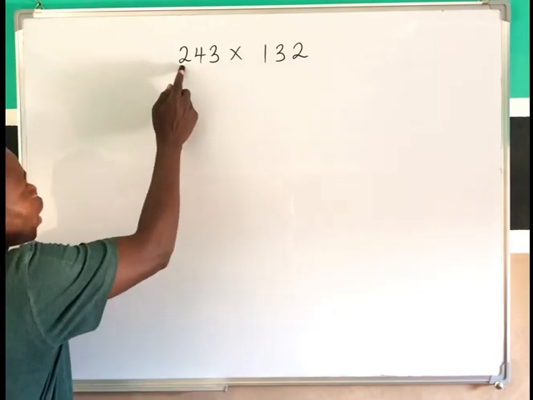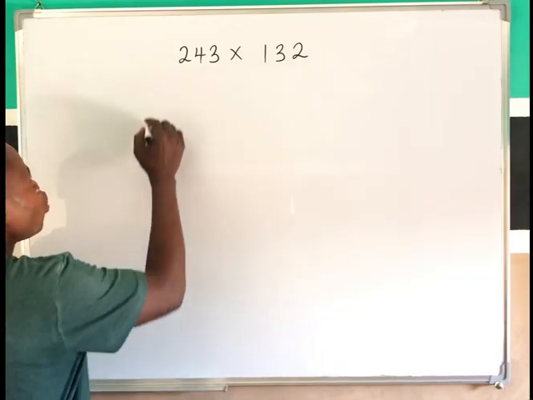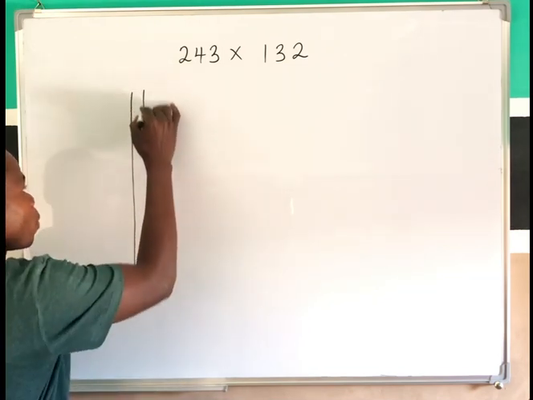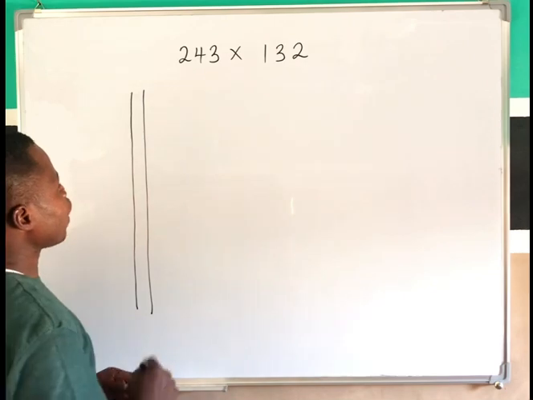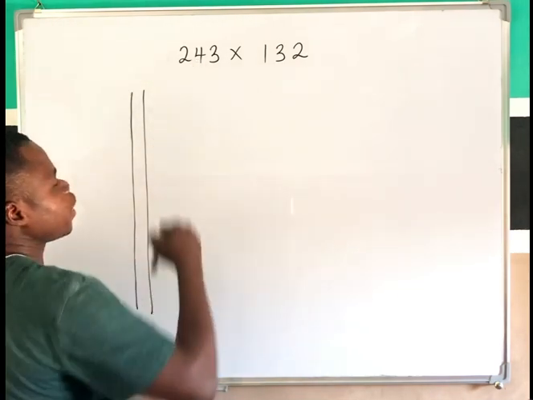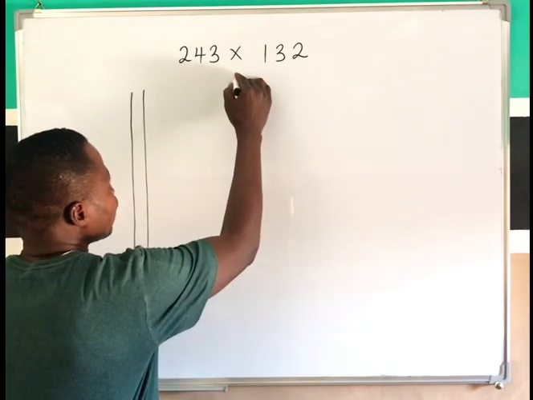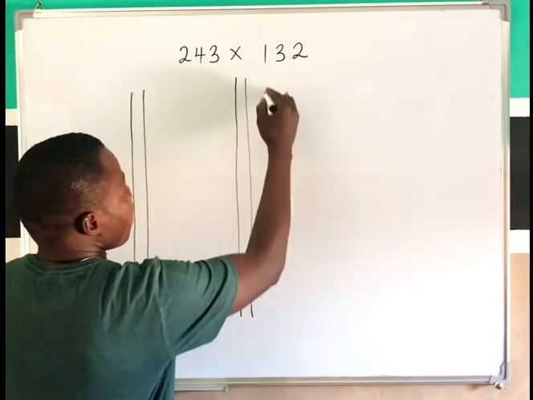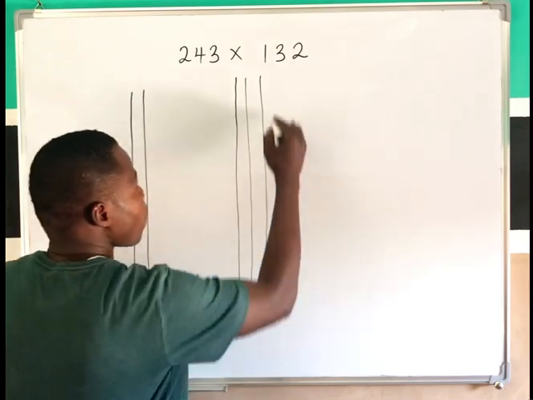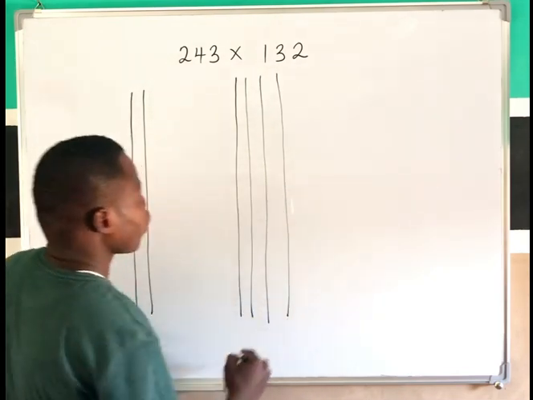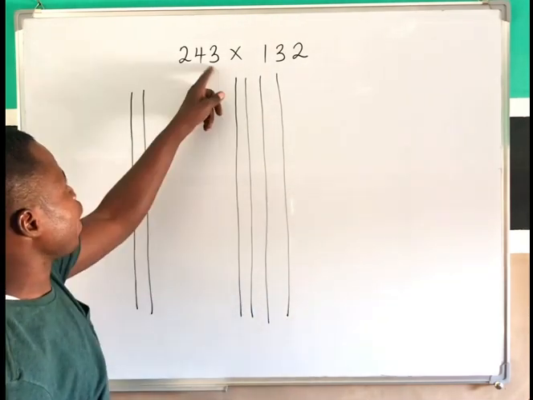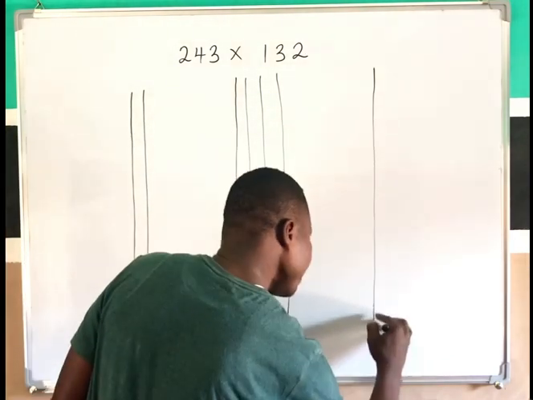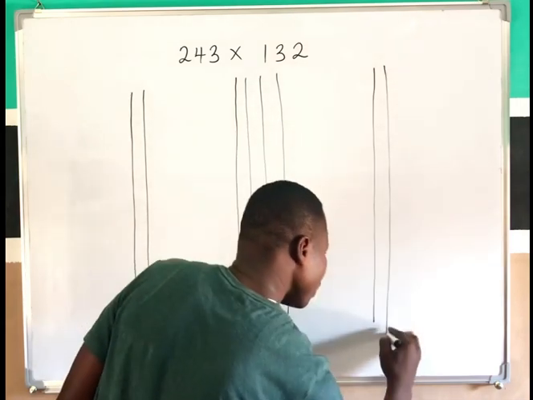So what I'll do is that I'll take the first digit, which is 2. Then I will draw 2 vertical lines. Then after that, I will leave space and take the next digit, which is 4, and then draw 4 vertical lines. Then after this, I'll take the last digit, which is 3. So I'll leave space and draw 3 vertical lines.